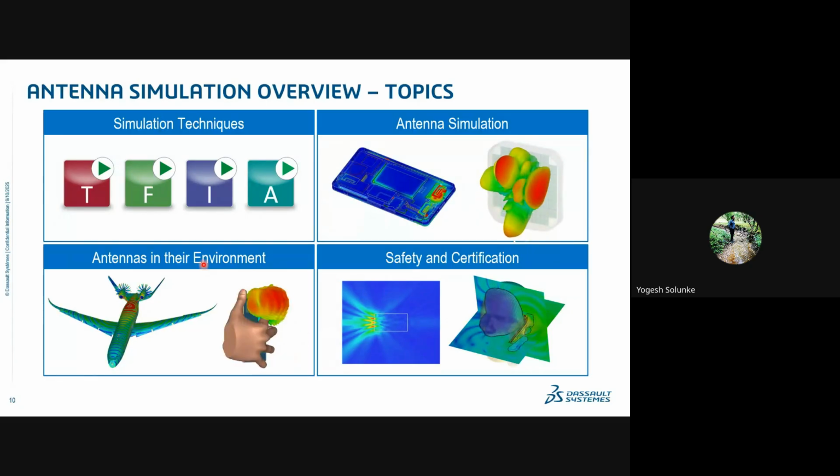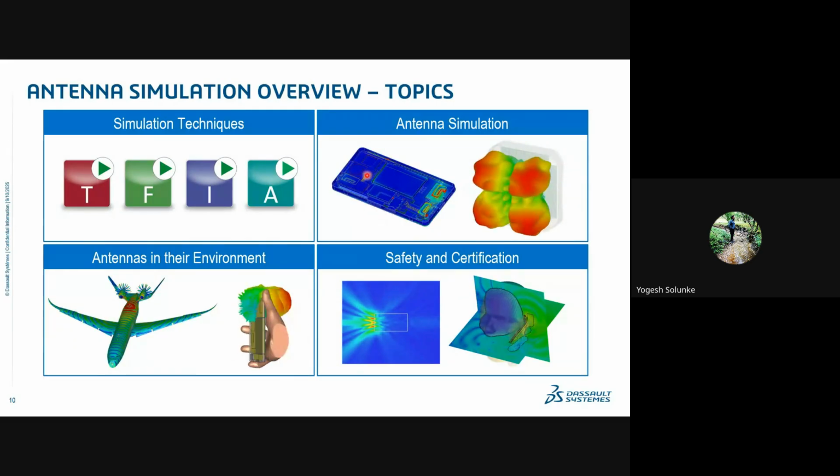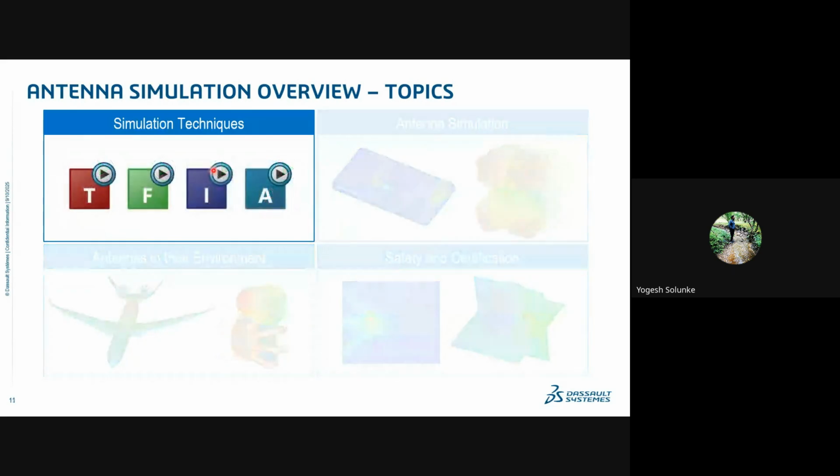Once we design an antenna, we place that antenna into the real environment. If I design an antenna for a mobile phone, you need to place that antenna inside a mobile phone and see whether the requirement or specification is matching or not. If it has been designed for an aircraft application, then you need to place that antenna on an aircraft and see the electromagnetic performance. We will discuss these four topics in today's talk, and I'll show some of the CST models also.